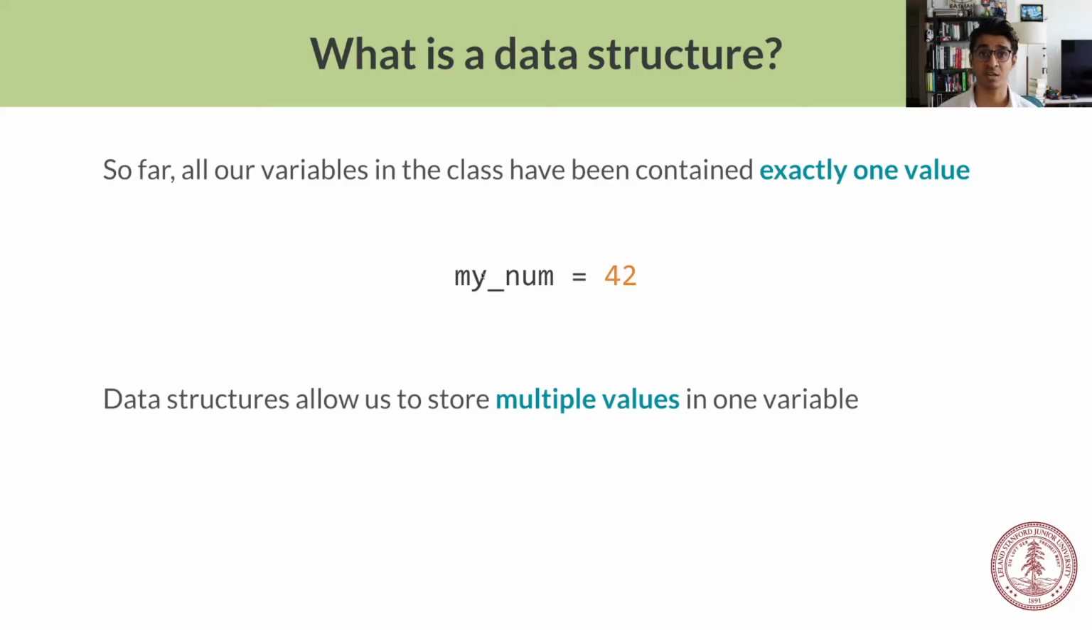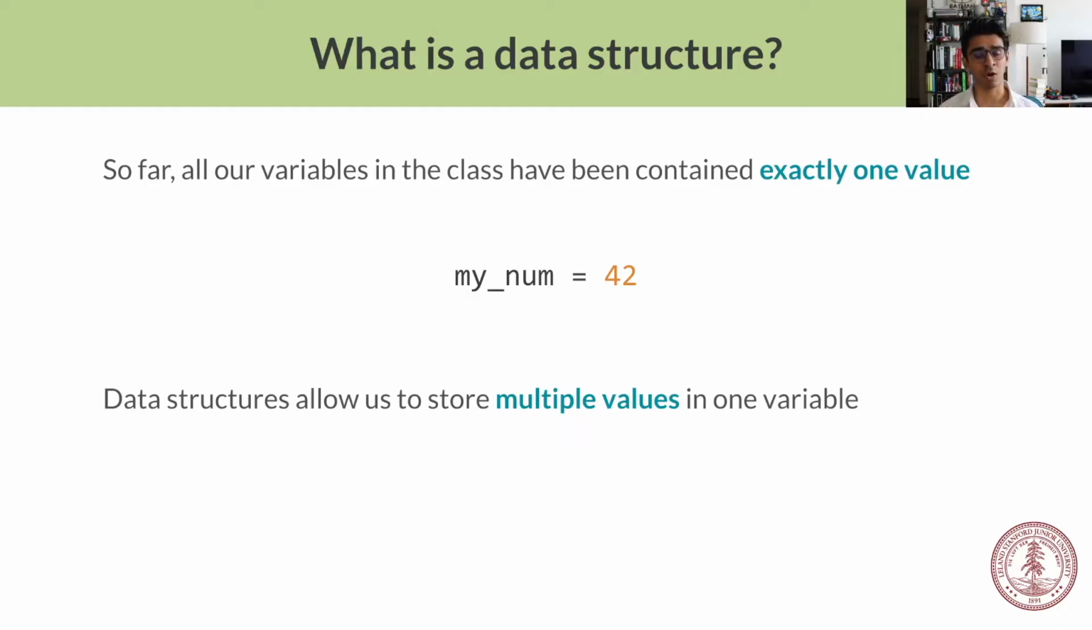So if I wanted two numbers in my Python program, I'd need to create two variables. And where this really becomes a problem is if I don't know how many numbers I'm going to have in my program, I don't know how many variables I need to create. So what we're going to be talking about today is a kind of variable called a data structure, which allows us to store a lot of different values in one variable.